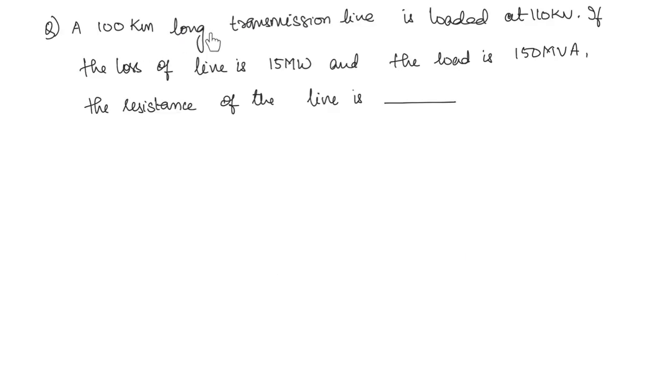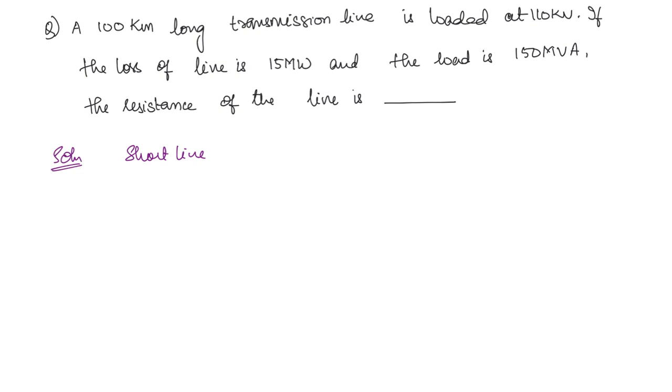A 100 km long transmission line is loaded at 110 kilovolt. If the loss of the line is 15 megawatt and the load is 150 megavolt ampere, the resistance of the line is. Now here it is a 100 km line, so it should be a short line. What other information is given? It is loaded at 110 kilovolt.